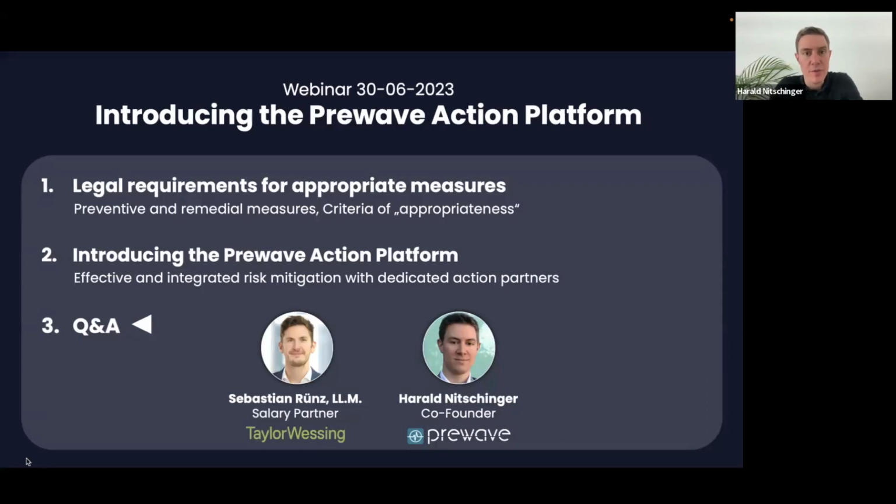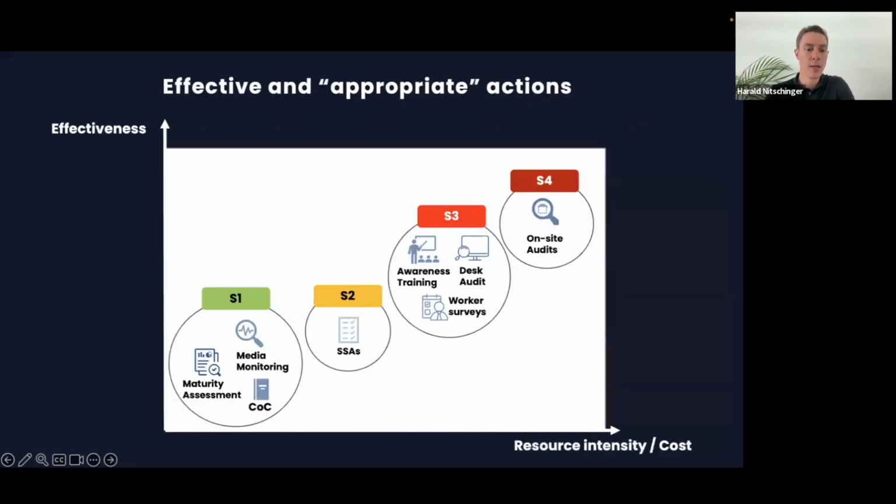I mean, the Action Platform itself is not a measure. The measures that we introduced here, and maybe let's go back to this overview here, some of these measures can be remedial. Some are typically only preventive, like a code of conduct, for instance, or a maturity assessment, where you try to reduce the likelihood of a violation occurring. The same goes for an awareness training, which in most cases will be preventive. For instance, in the area of cyber risk, we at Prewave host at least annual awareness trainings with our employees around information security, and that should reduce the likelihood that something happens.